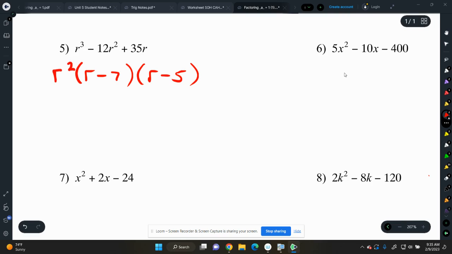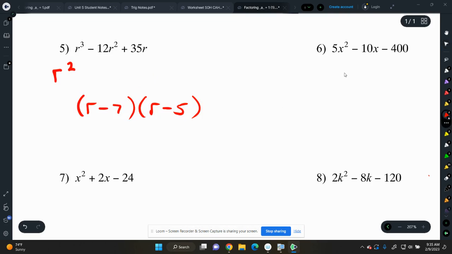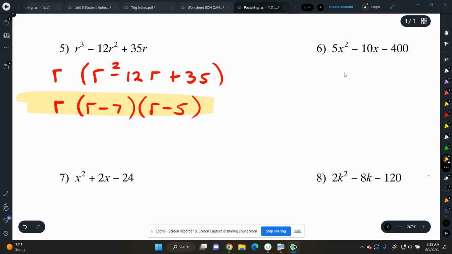Okay. You obviously did that because you factored the inside part right. You just didn't carry it down. When we take an R out, we get R squared minus 12R plus 35. So we bring that R down there and then it's correct. Okay.